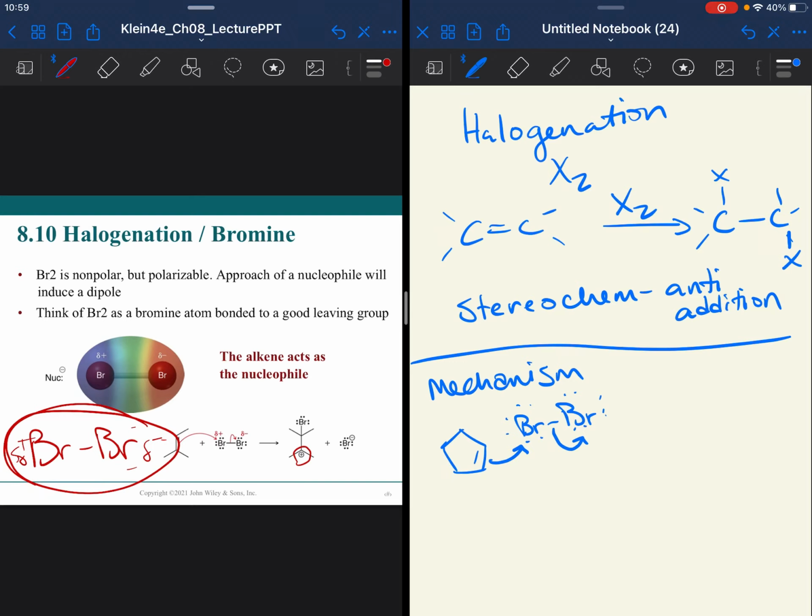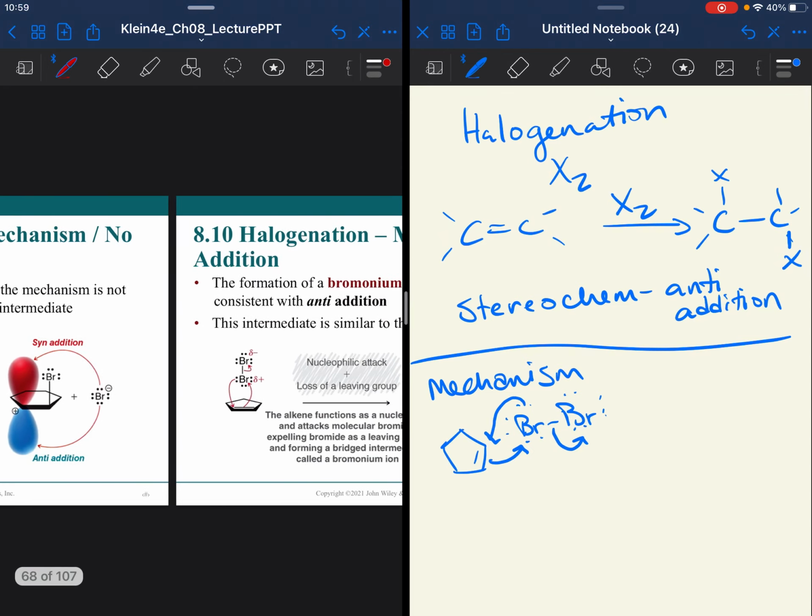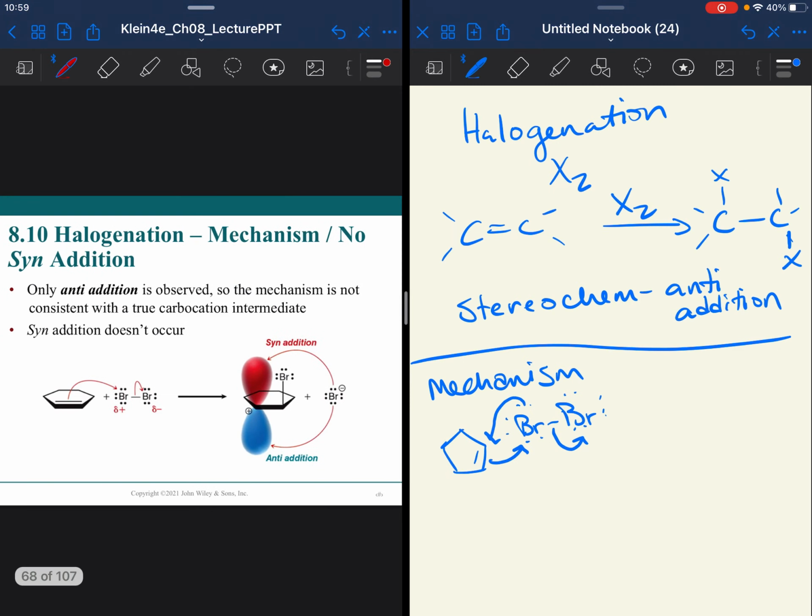It's got 3 lone pairs. And so one of those lone pairs will be attracted to the carbon that is losing its pi bond electrons. So in reality, hold on, I'm going to skip over this because the way they're showing it here acts like we have a partial positive, and then the bromide ion could attack either side, and that doesn't happen. So there's no rearrangements, and it is stereoselective. You only get anti-product. So this doesn't actually make sense as a mechanistic intermediate.